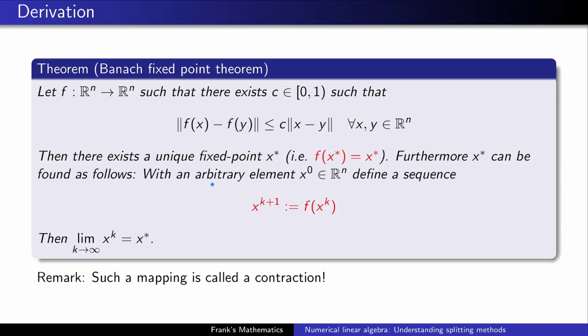Let's start with an arbitrary element x0, which is randomly chosen, and we define the following sequence. So x(k+1) is f applied to xk. Then we know that the limit of this sequence is x star. So this is a way to actually find the fixed point. And if we are now able to reformulate our problem as a fixed point problem, then we can compute the solution to our problem just by applying this recursive iteration here.